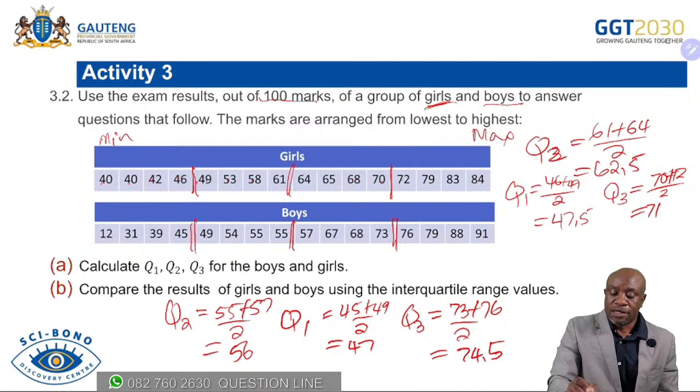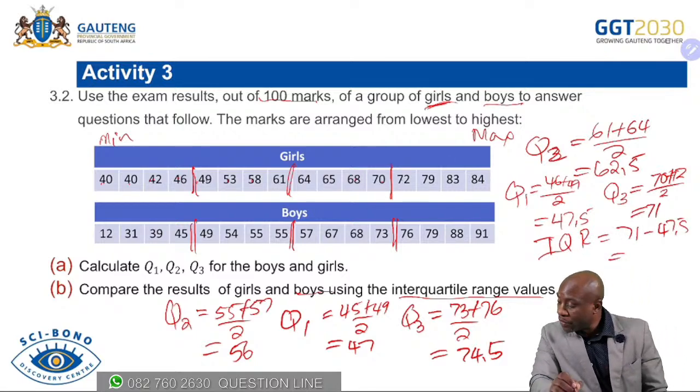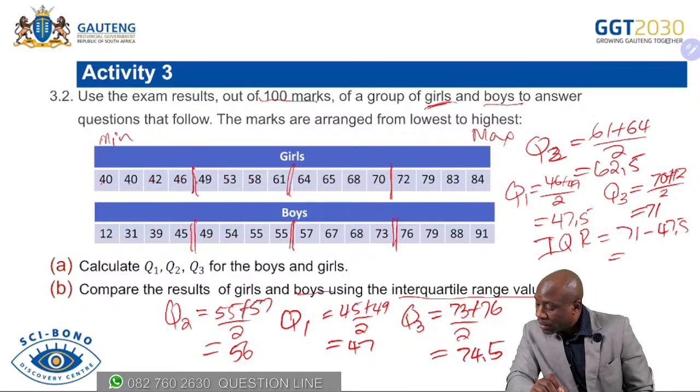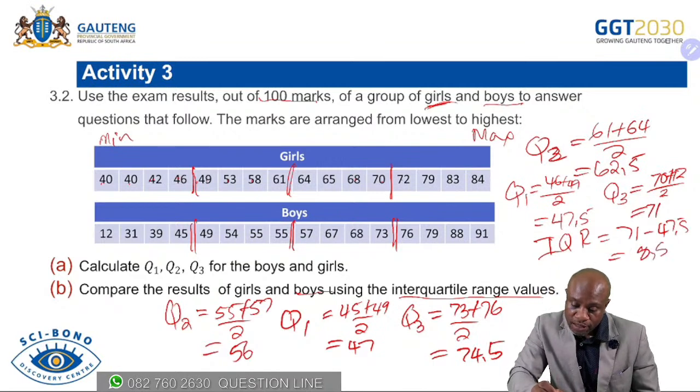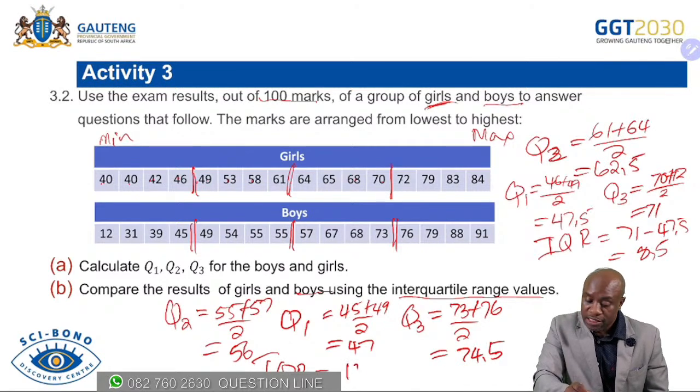Now, when we are asked to compare the results using the interquartile ranges, with the values, we need to say the IQR for girls is 71 minus 47.5, which will give you 8.5. And then for boys, the same thing. We subtract, and we're going to get 18.5.